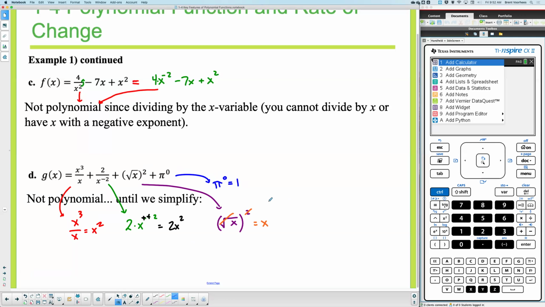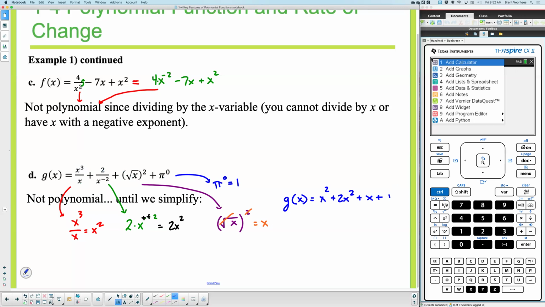So how could I rewrite this function? I could rewrite it like this. g of x is equal to, we said x cubed over x is x squared, plus 2x squared, plus 1x, and then finally plus 1. Now that you could actually simplify one.